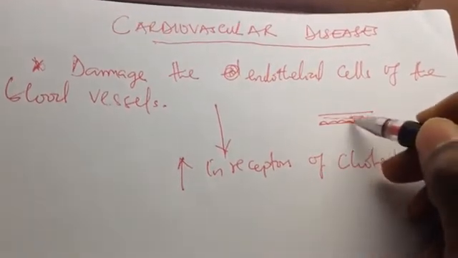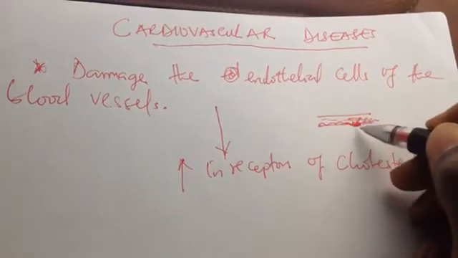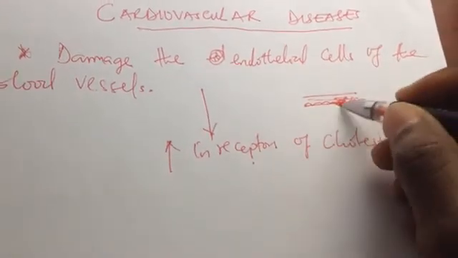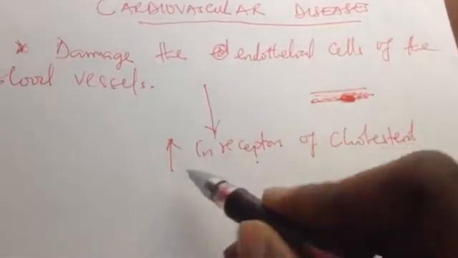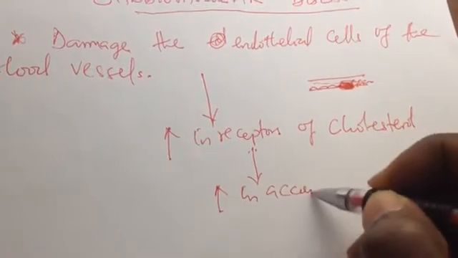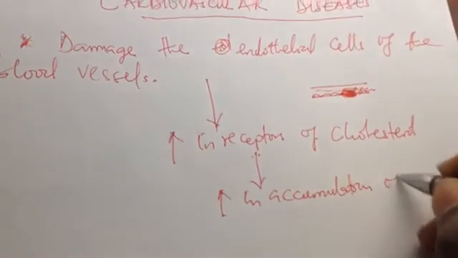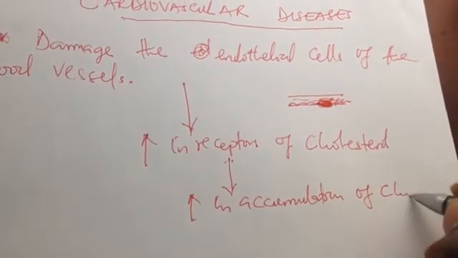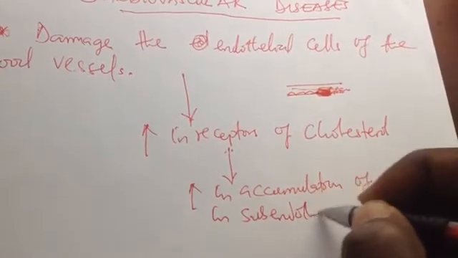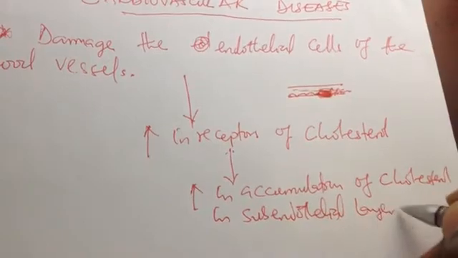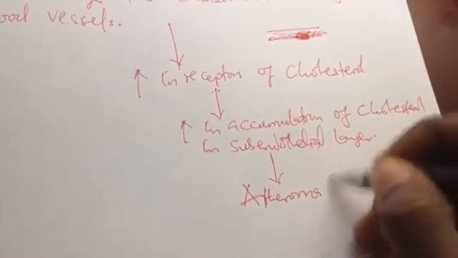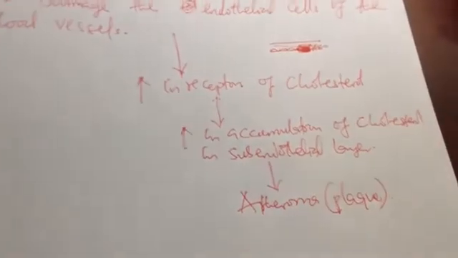So if they capture this cholesterol, they will jam it in the subendothelial space, leading to development of atheroma, of plaque, so a lot of cholesterol plaque. So due to the increase in the receptors of cholesterol, there is going to be an increase in accumulation of cholesterol in the subendothelial layer, leading to development of atheroma or cholesterol plaque, right? So that is it.